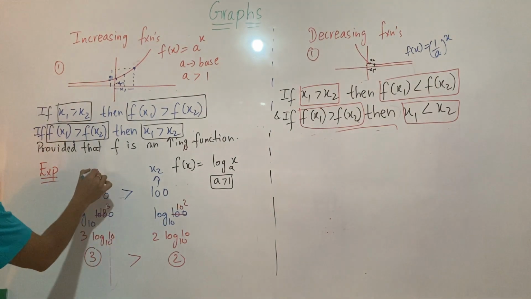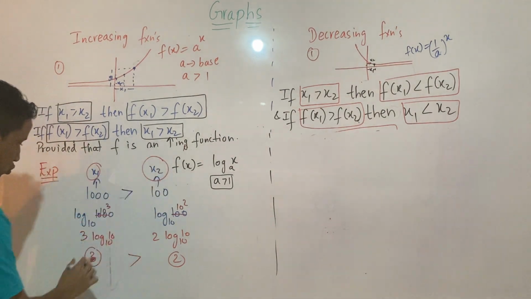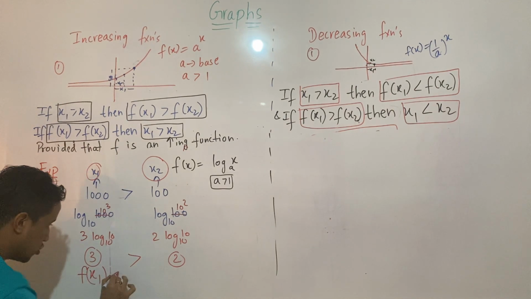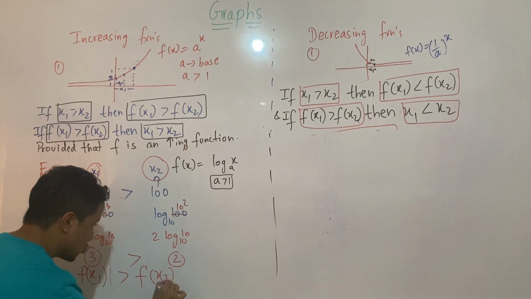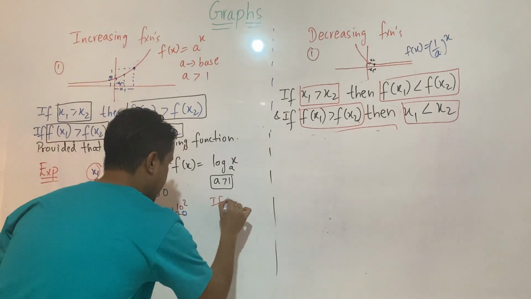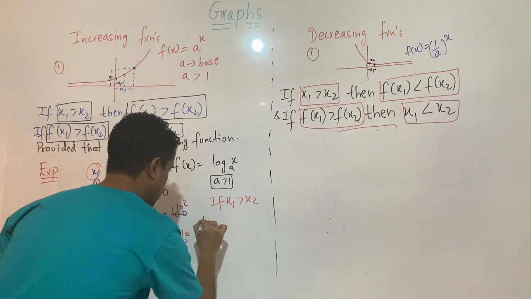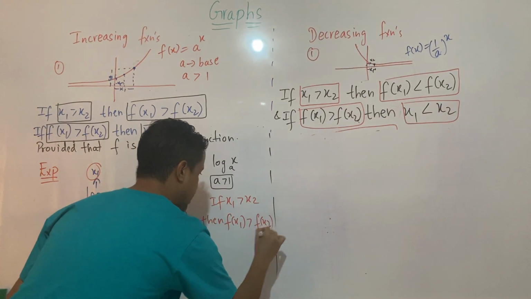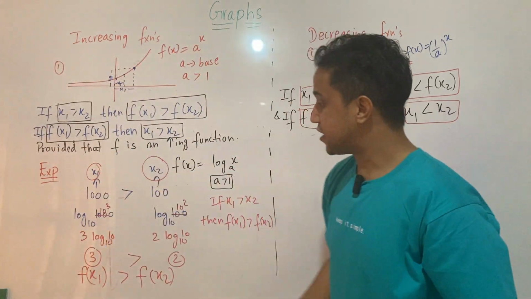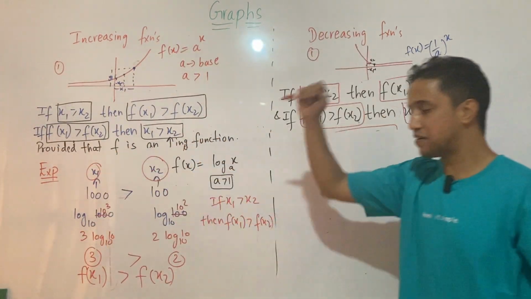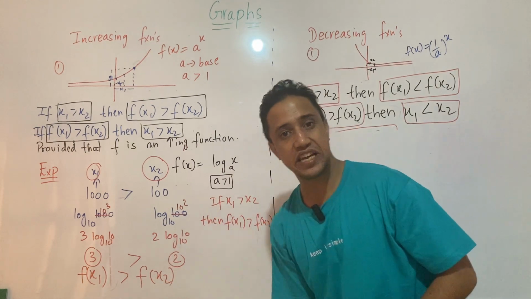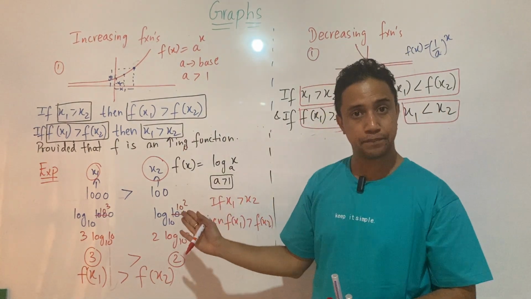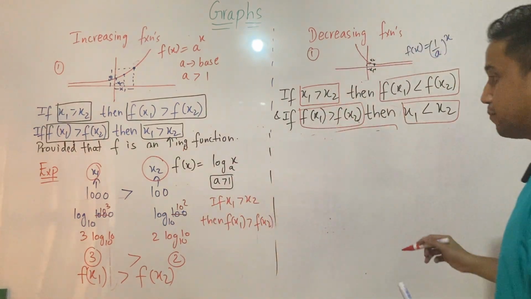So it means that if x1 is greater than x2, then f of x1 is also greater than f of x2. So if x1 is greater than x2, then f of x1 is greater than f of x2, if f is an increasing function. You can clearly see that when we deal with an increasing function, the sign of inequality remains the same. Now, you can come to the other case.